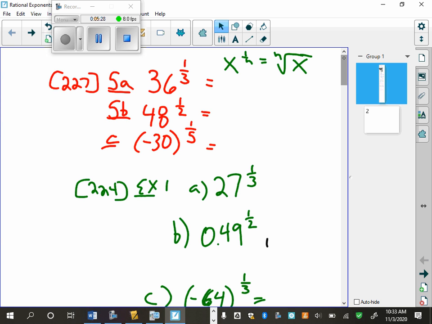So let's do these one at a time. Go ahead and do 5a, 36 to the 1/3. Rewrite it as a root. The instructions in number 5 say rewrite in exponential form or rewrite as a power. It means the same thing. Rewriting in exponential form means your answer has to have an exponent on it. Rewriting as a power means your answer has to have an exponent, because powers mean base and exponent. It's the same question.